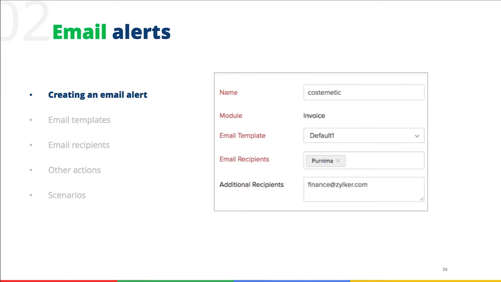Creating an email alert within Zoho Books is really easy. All you have to do is just give the name, mention the specific module, and we have a variety of templates that you can choose from.